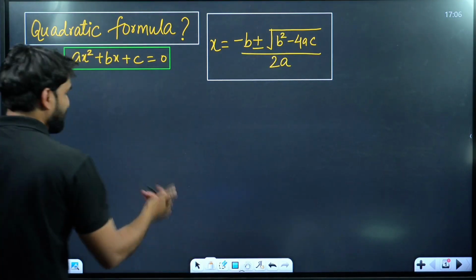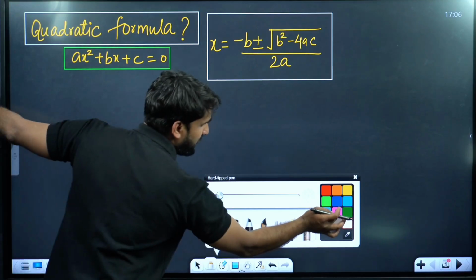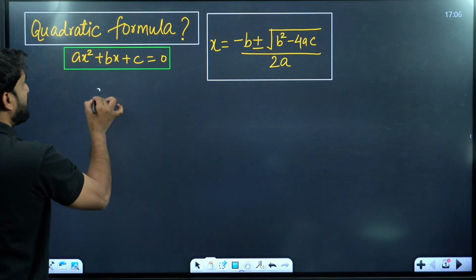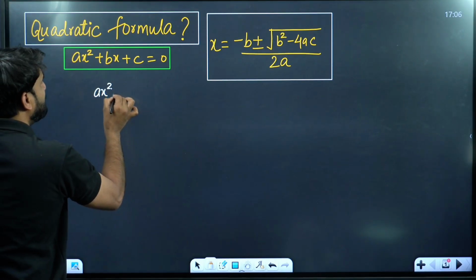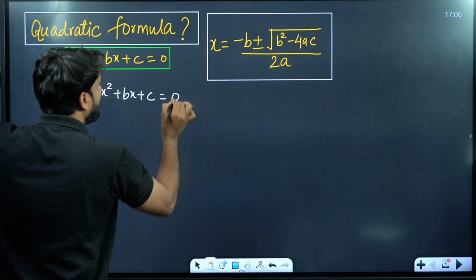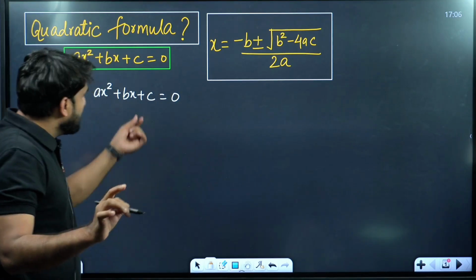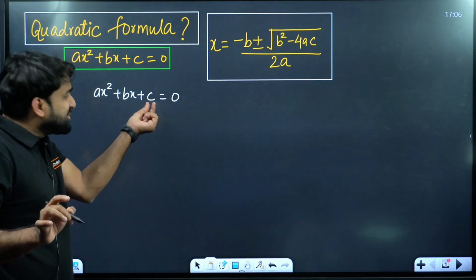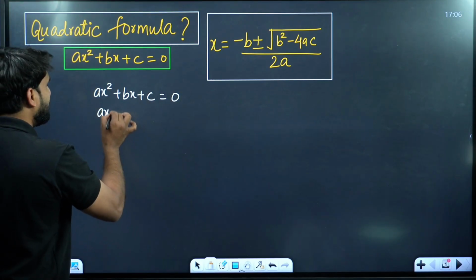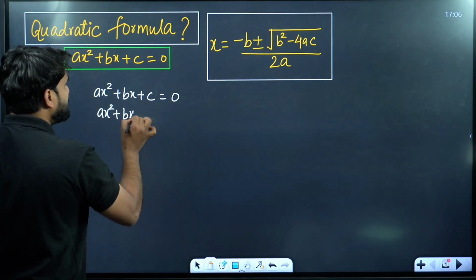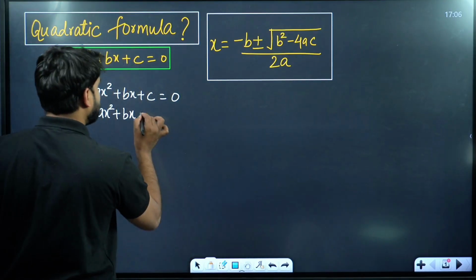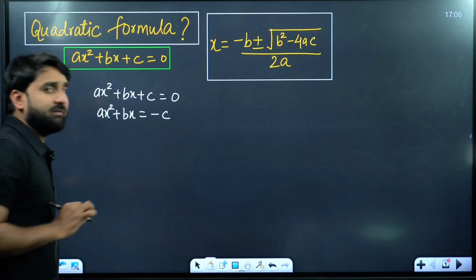Let's say we have a quadratic equation ax square plus bx plus c is equal to 0. Now do one thing: shift this c to that side. If we shift this c to that side, what will happen? The c will become negative, so there will be minus c.